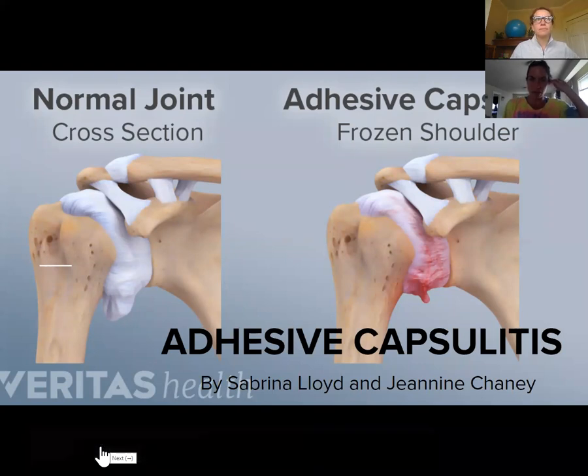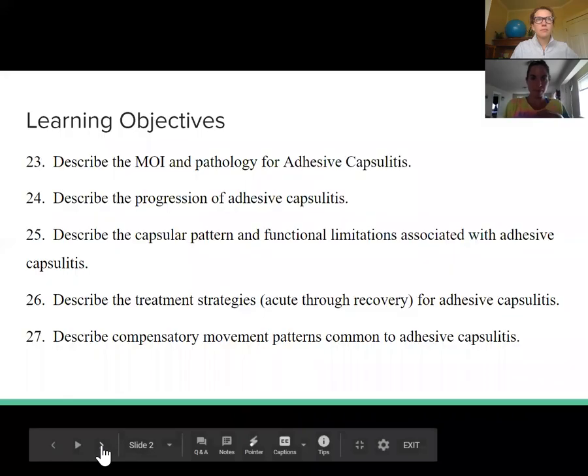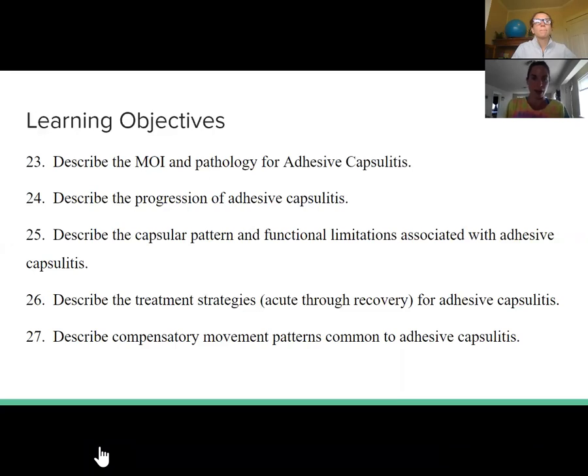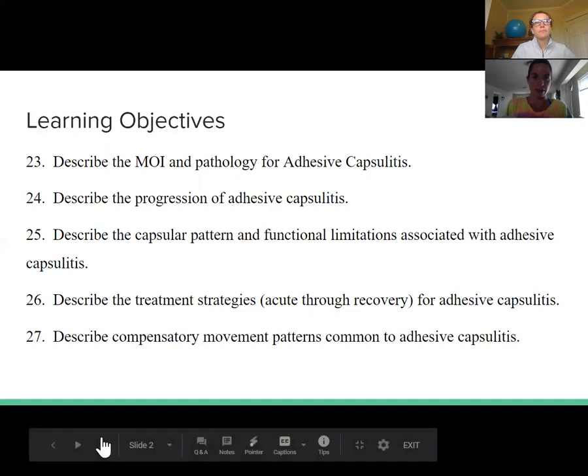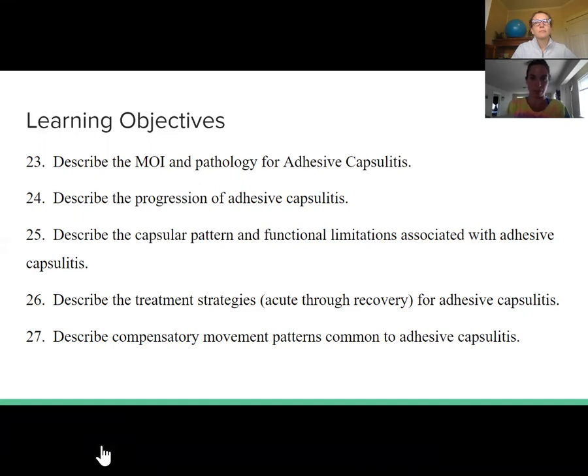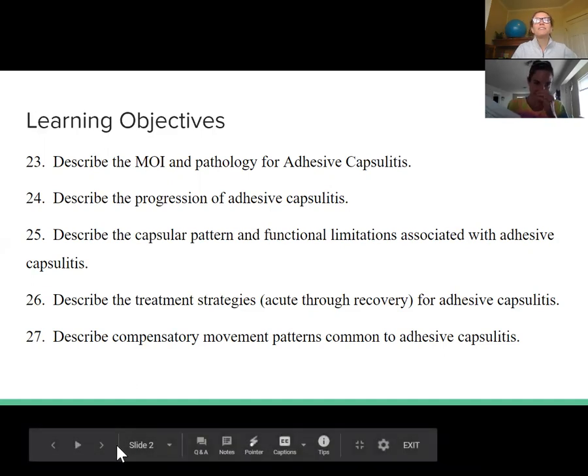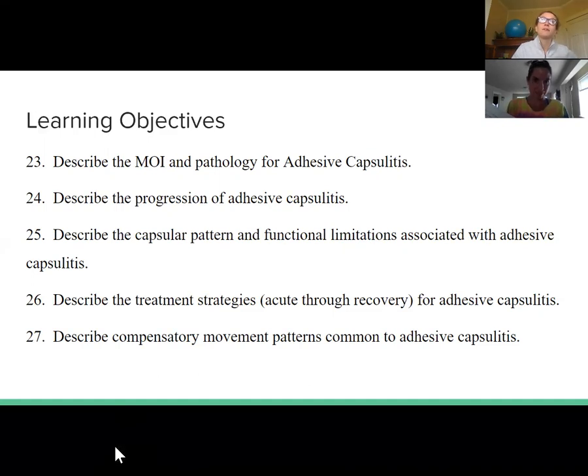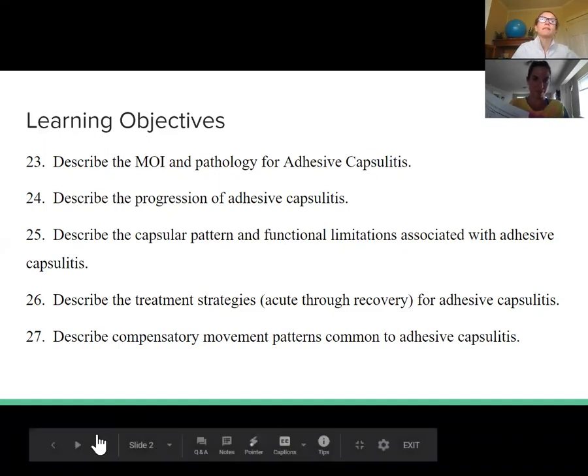So the learning objectives for adhesive capsulitis are: describe the mechanism of injury and the pathology, describe the progression of adhesive capsulitis, describe the capsular pattern and functional limitations that are associated with this pathology, and also describe the treatment strategies, acute through recovery, for adhesive capsulitis, and describe compensatory movement patterns common to adhesive capsulitis.